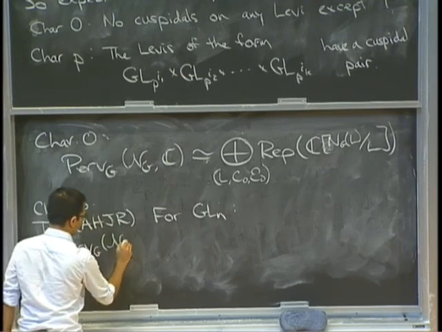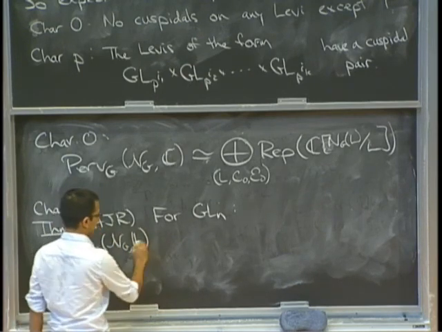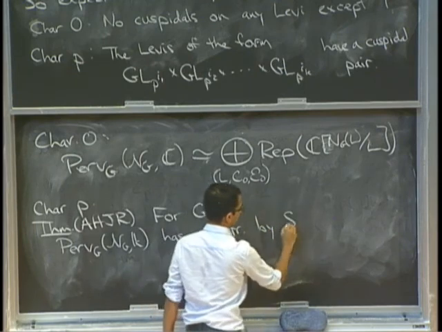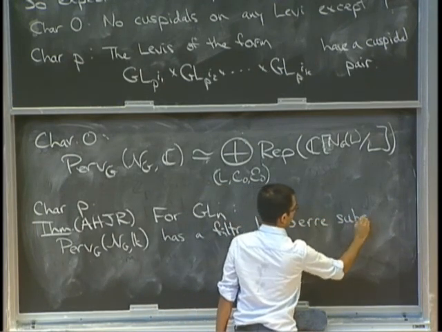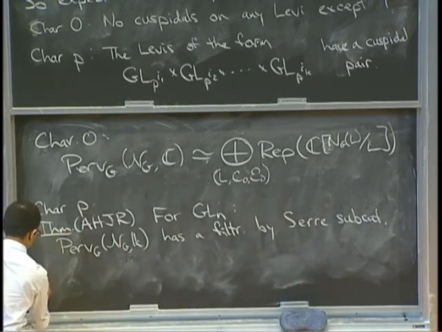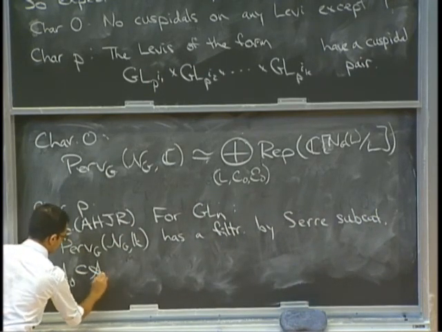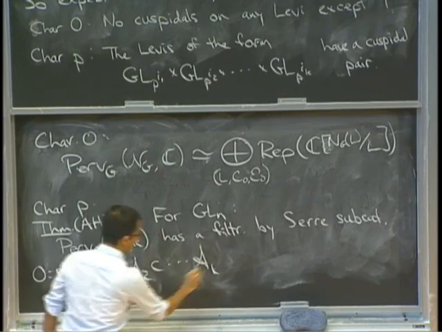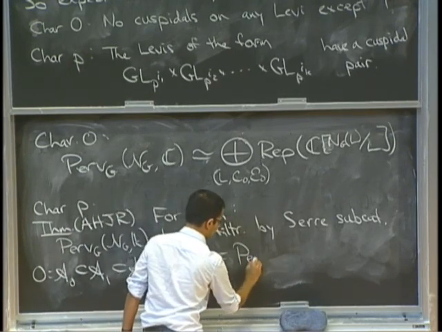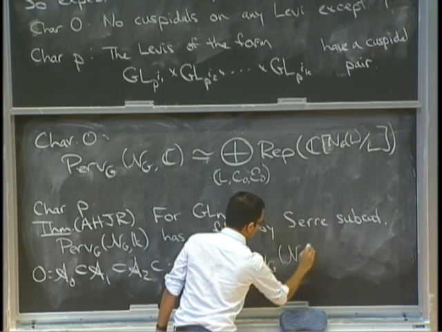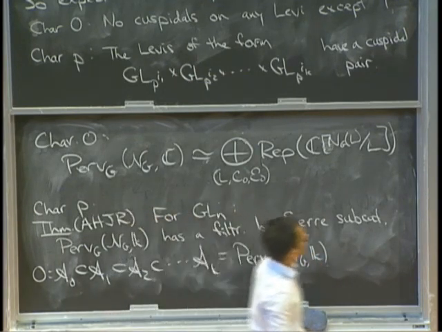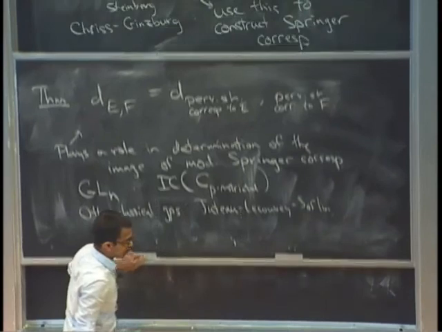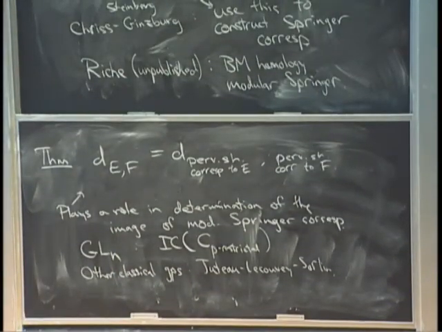The category of equivariant perverse sheaves on the nilpotent cone for GL_N has a filtration by Serre subcategories. Let's call them A_0, A_1, A_2, etc. And the number of steps in this filtration is the number of pieces in this disjoint union over here.